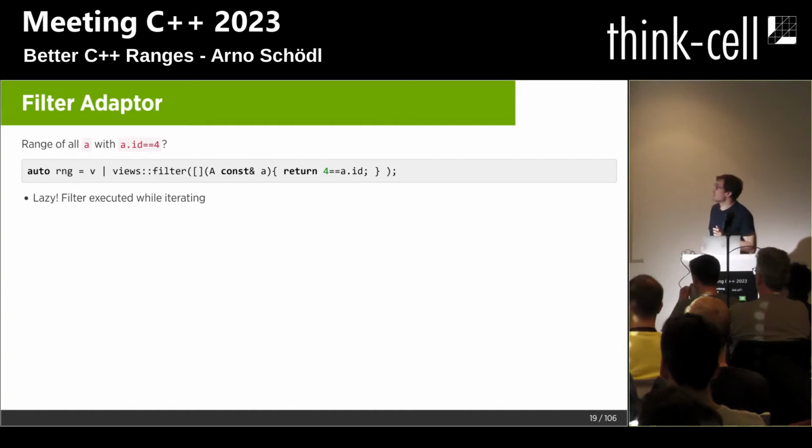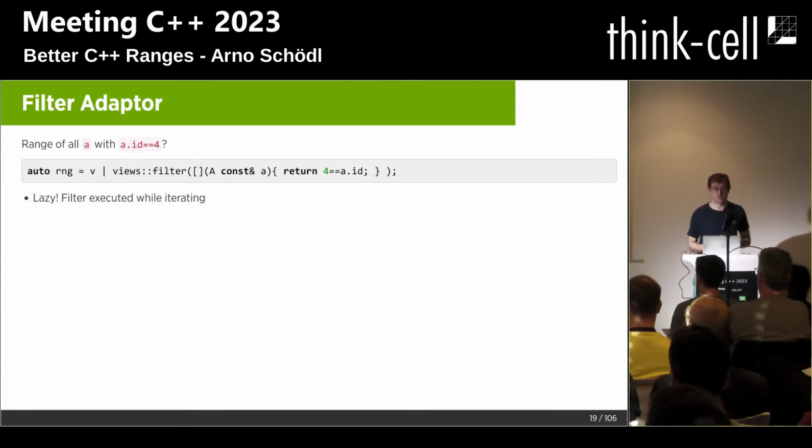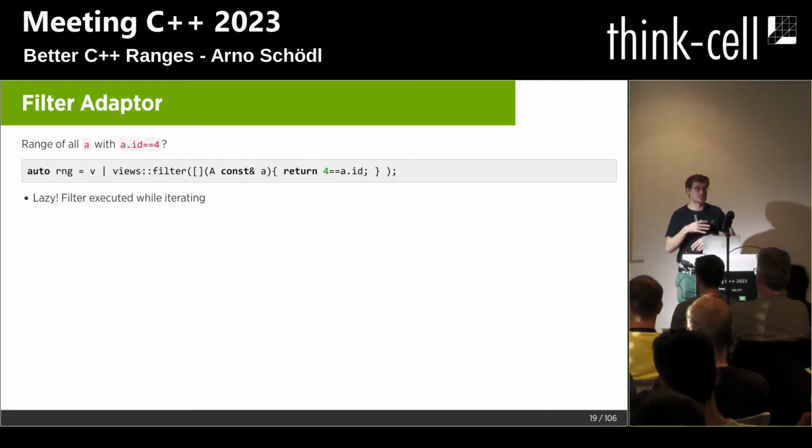Here's the other one. I said transform and filter. Here's the filter. Let's say we again have our vector of a's, and we want the ones that have id equals 4. So we want to just have the elements with id equals 4. Again, this is lazy, so this filtering actually only happens when you start iterating. Creating the filter range is essentially O of 1. It's very cheap. And only when you start iterating, it will then basically skip the elements which are not passing the filter.